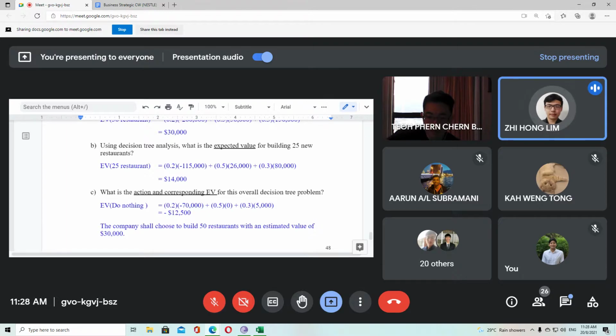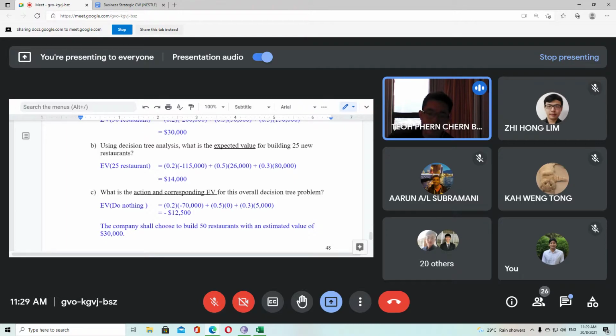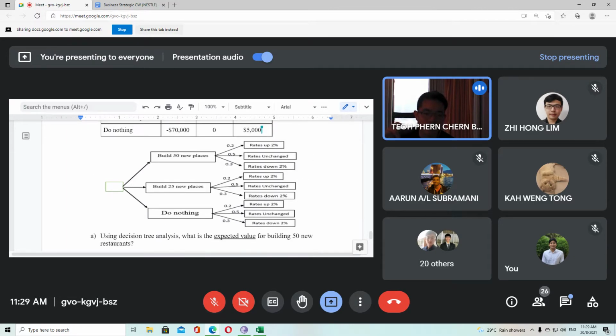So we need to find the expected value for doing nothing, using 0.2 multiply negative 7,000 plus 0.5 multiply 0 plus 0.3 multiply 5,000. We get the negative value, which is negative 12,500. So the company shall choose to build 50 restaurants with an estimated value of 30,000. This question asks about the highest value, right? So we choose the one with the highest one.